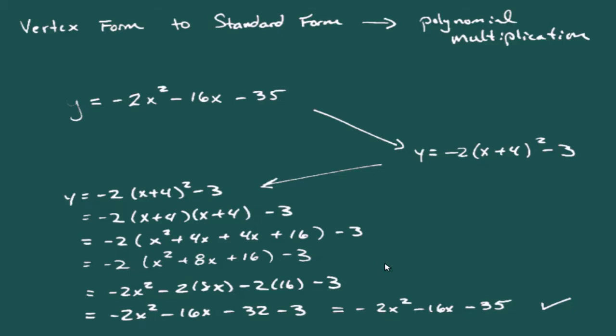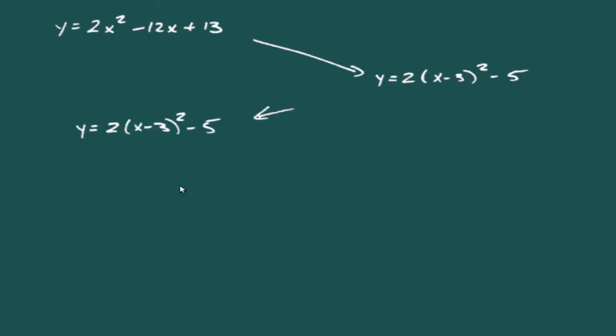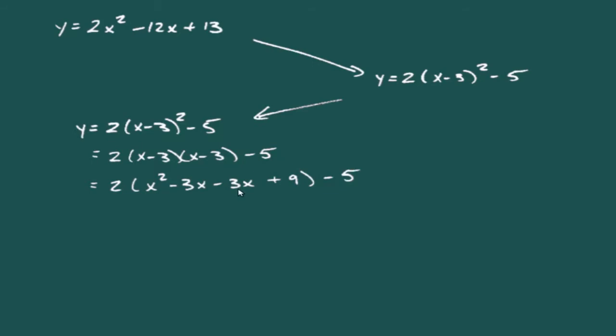If we do that same thing again with our second example to make sure that we got the right answer, we've got y equals 2x squared minus 12x plus 13. That's what we started with. We said that our vertex form was going to be y equals 2 times the quantity x minus 3 squared minus 5. Well, the x minus 3 squared is going to be x minus 3 times x minus 3. We multiply that out first, and so FOILing everything out, we've got x times x to give us x squared, minus 3 times x to give us a minus 3x, a minus 3 times x to give us another minus 3x, and then a minus 3 times a minus 3 to give us a positive 9.